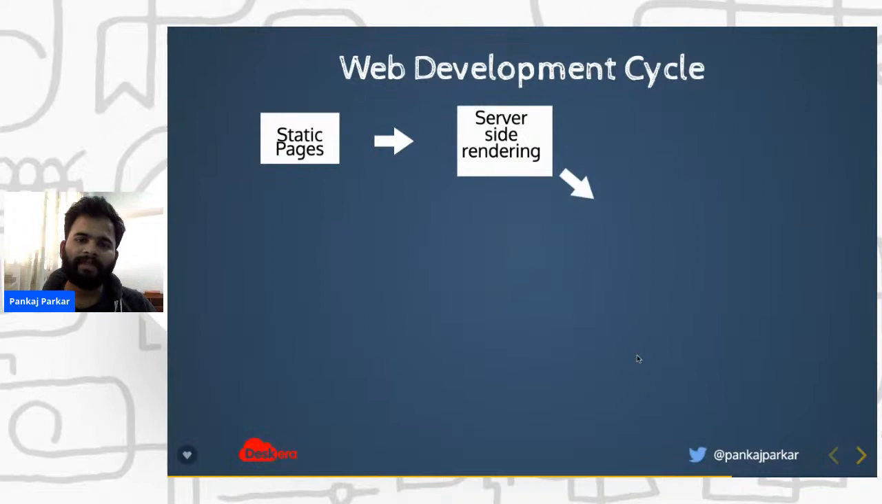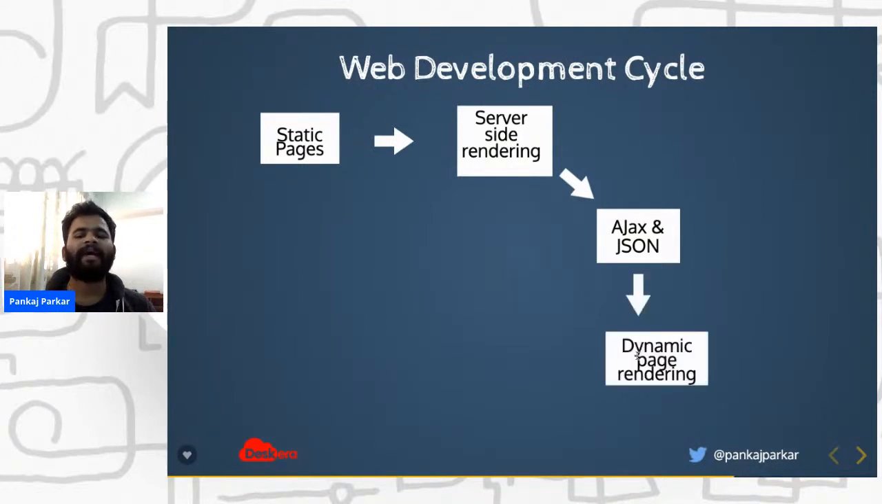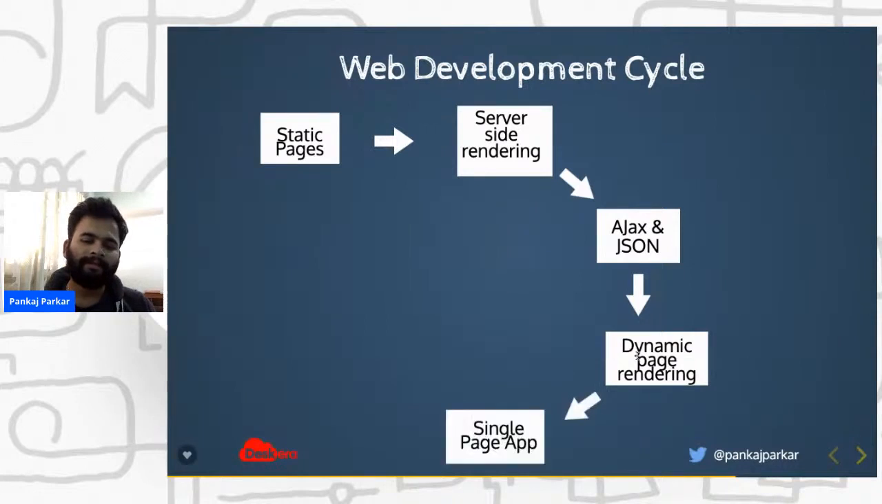So to give a gist about whatever we have looked at till now, let me summarize this in one image. So earlier we had static pages. Then we went with server side rendering. Then we saw that Ajax and JSON is a powerful thing. We can develop dynamic page rendering on the server side itself and make it a little bit better. And then we came to the point where we need a single page application where the whole page will be rendered on the client side.